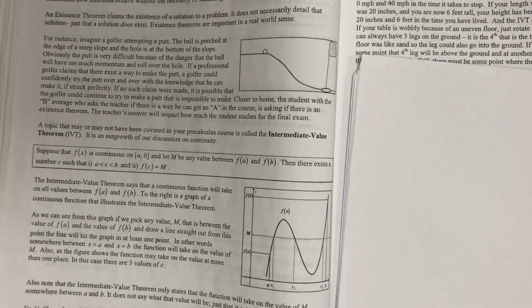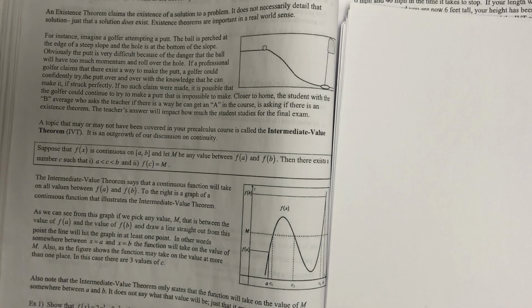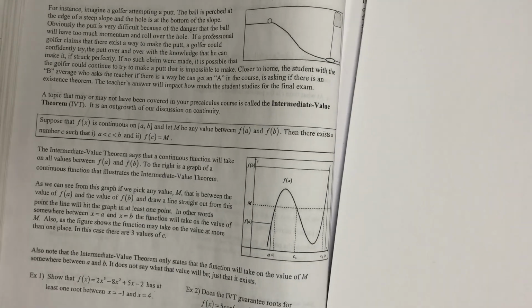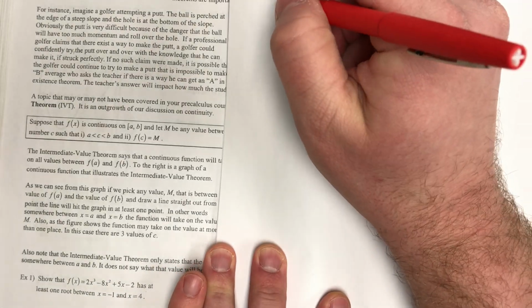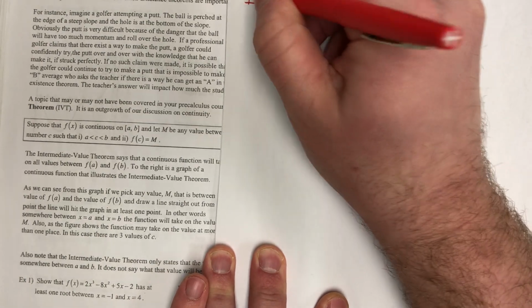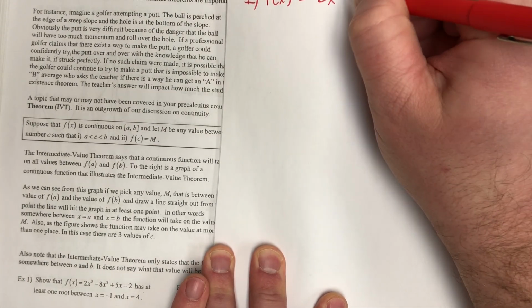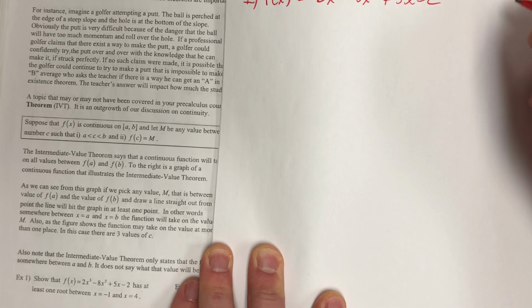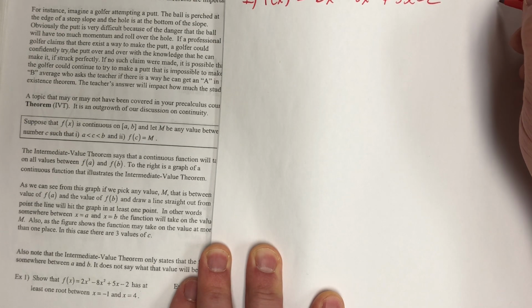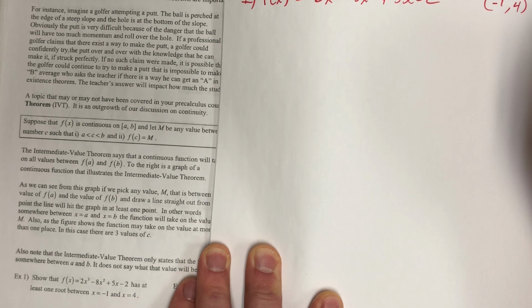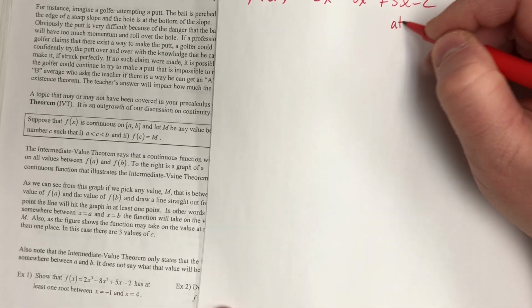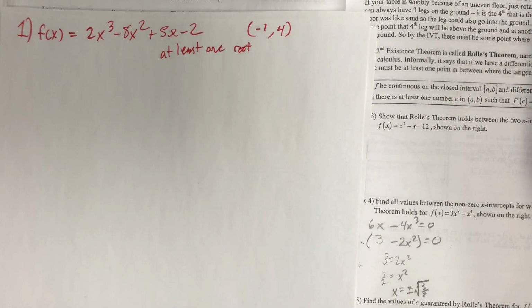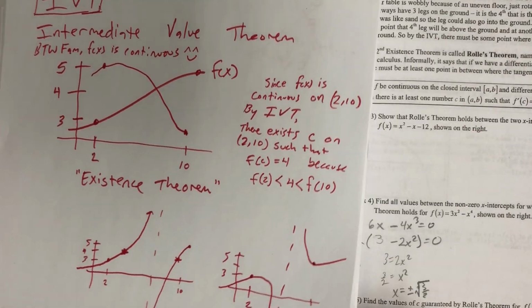All right. Show that, this is off of the screen. All right. I need to show that f of x is equal to 2x cubed minus 8x squared plus 5x minus 2 has at least one root between x equals -1 and 4. So that's -1 to 4. So I'm just going to, oh my goodness, I forgot an important word to say here.